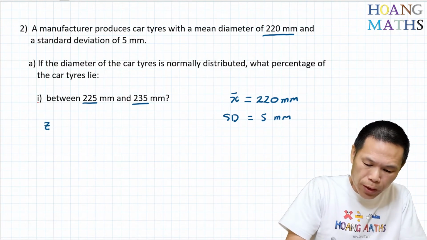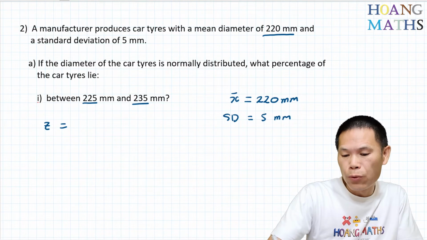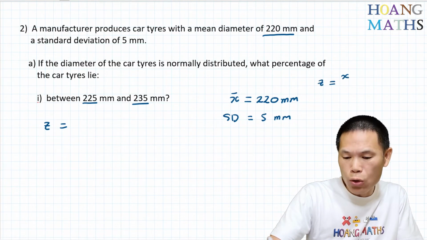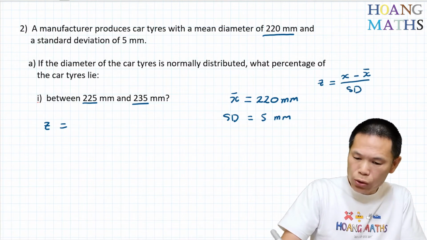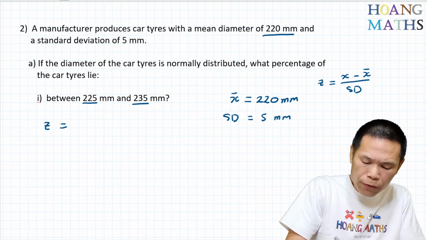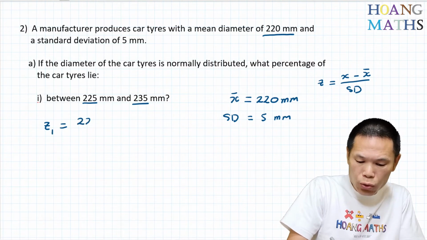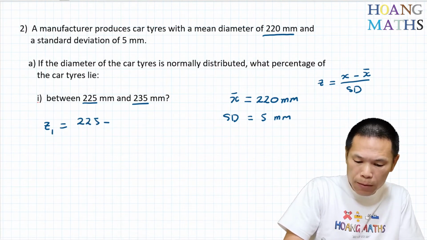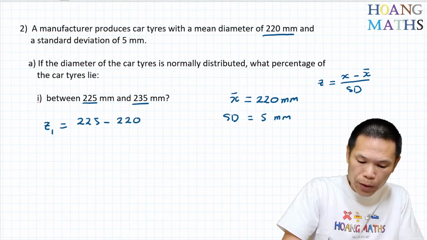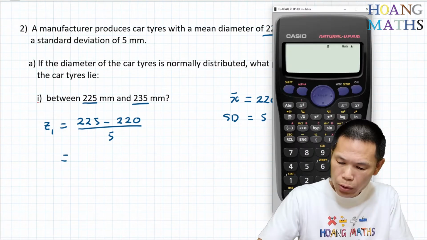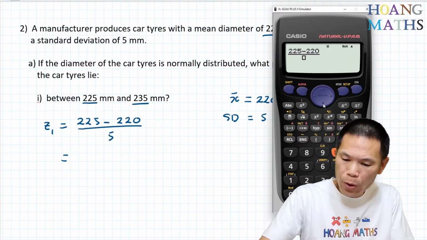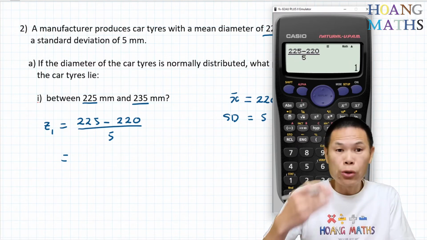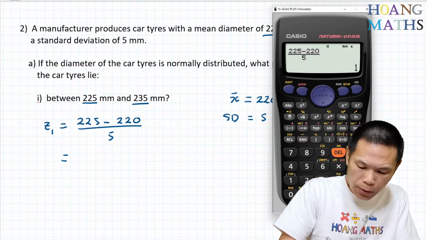So z is equal to, let me just write the rule here. Z is equal to the score minus the mean over the standard deviation. So the score is 225. Let me just write Z1 here. So 225, we minus the mean, which is 220. And we over the standard deviation, which is 5, is equal. So just go fractions, 225 minus 220 over 5. So which is 1. So Z1 is equal to 1.